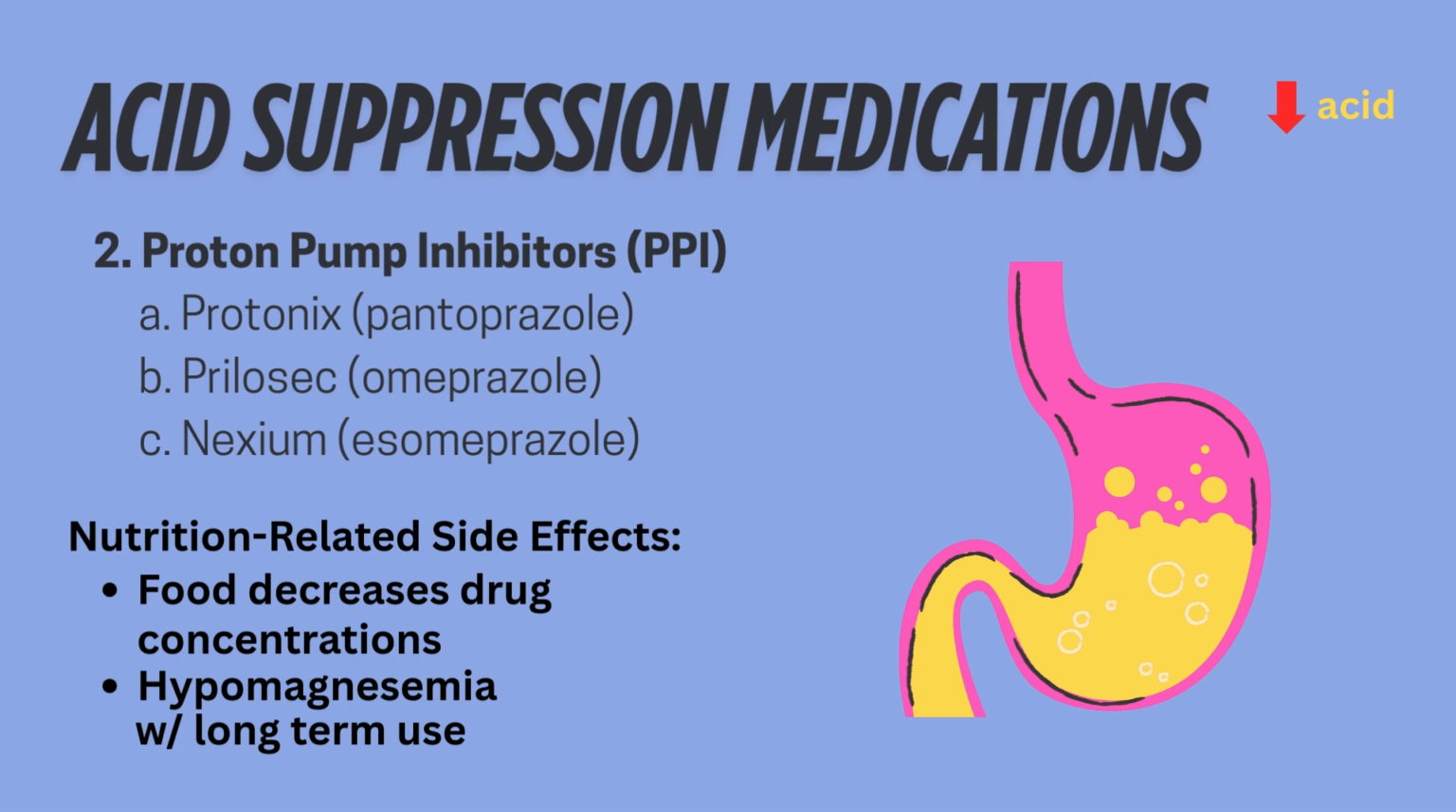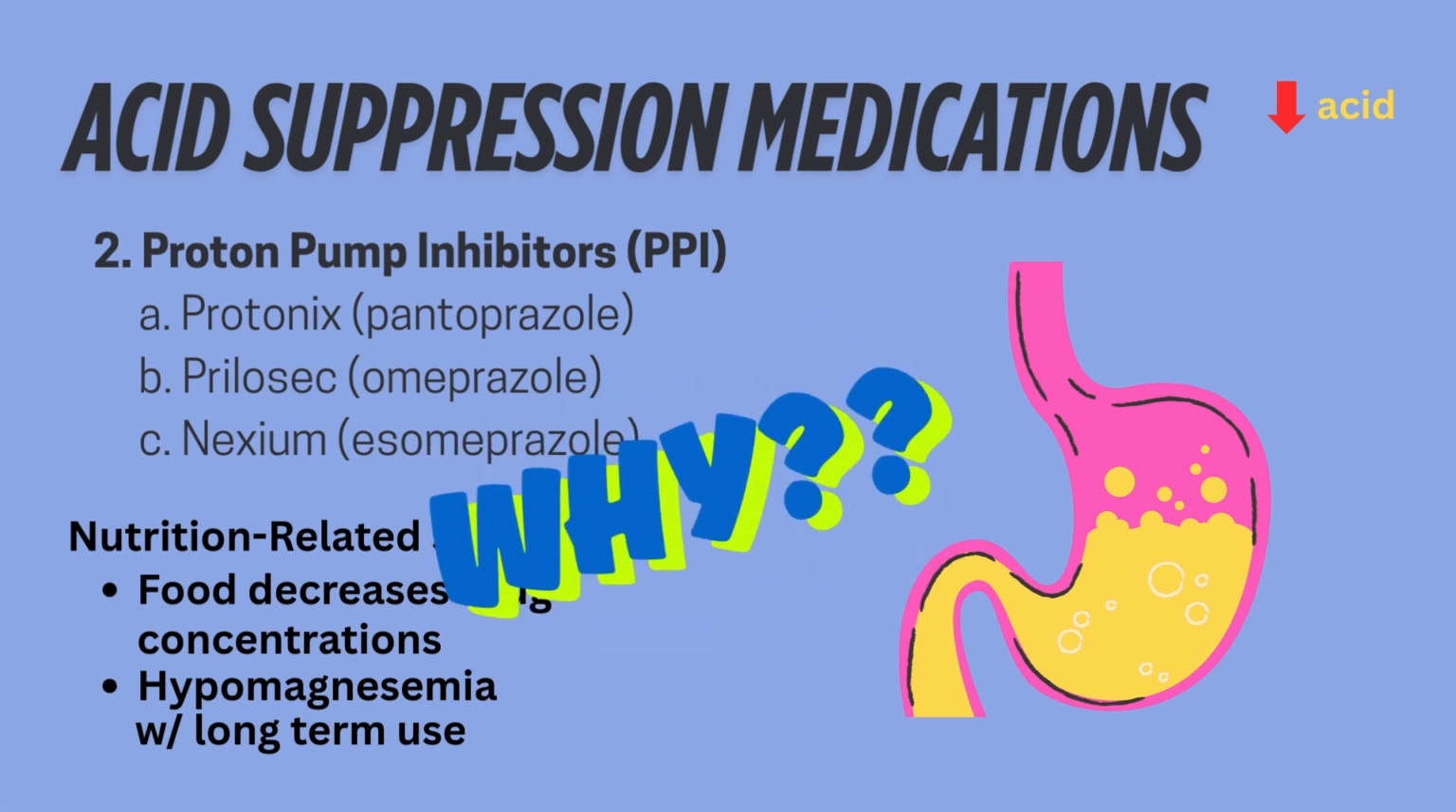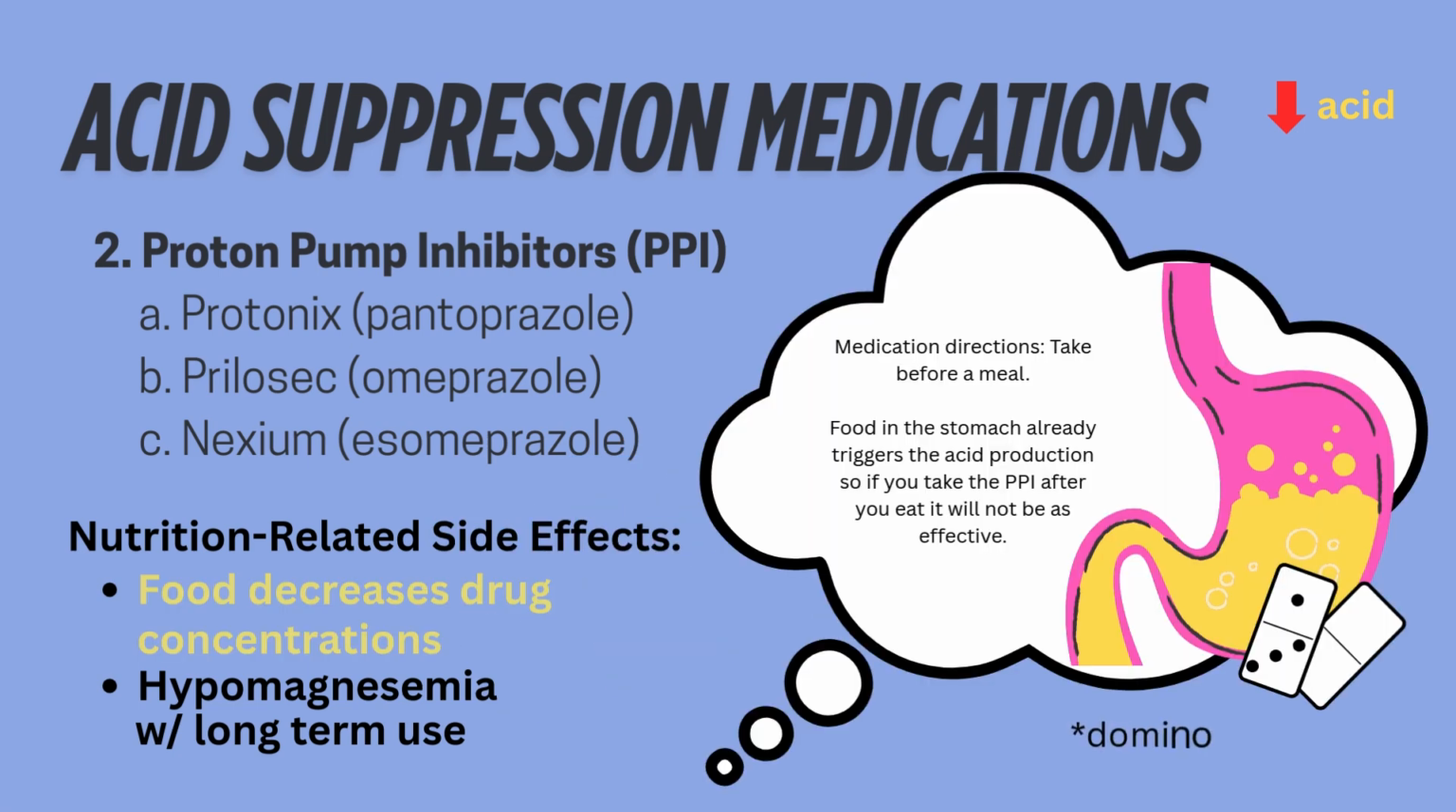Now, don't just memorize these two things. What we want to do is figure out why. Why does food decrease the drug concentrations? Why with long-term use? And what does it mean if we have low serum magnesium with the use of this drug? So, food decreases the drug concentration. What we need to know about proton pump inhibitors is that the medication directions indicate that you should take the medication before a meal. The reason for this is when you eat, the food in your stomach triggers a snowball effect of all this gastric acid being made.